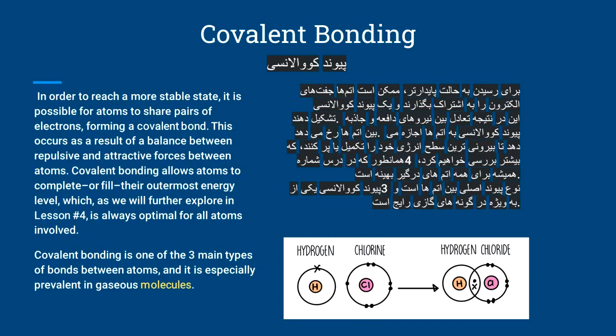Hello, in this section we'll be discussing the basics of covalent bonding as well as the concept of a molecule. It is important to note first that in order to reach a more stable state, atoms can share pairs of electrons, forming what are called covalent bonds. Well, what does this mean?